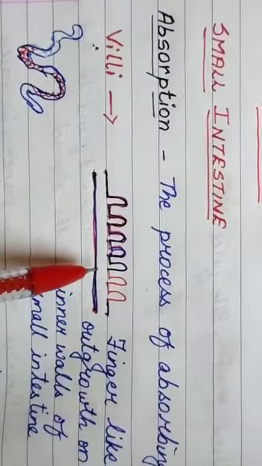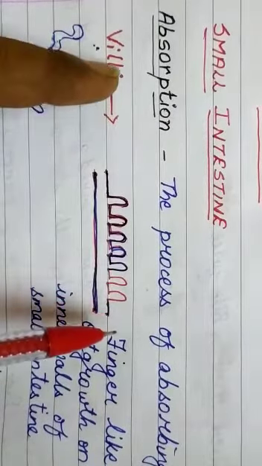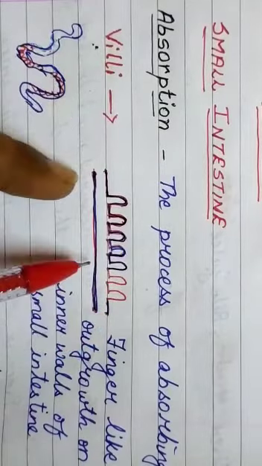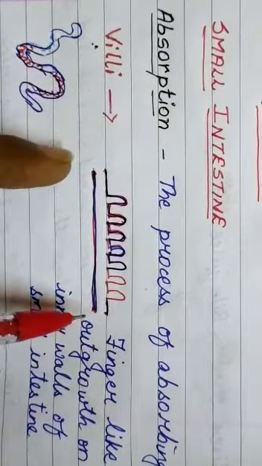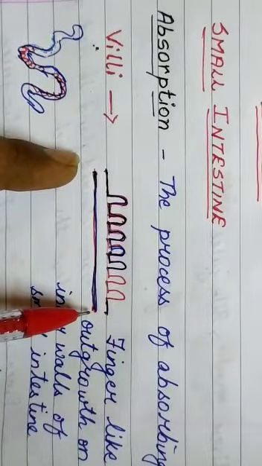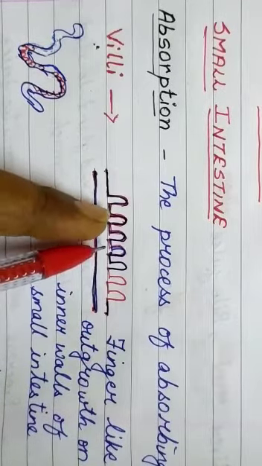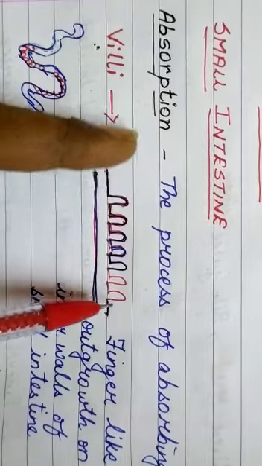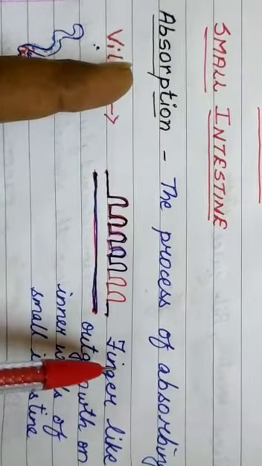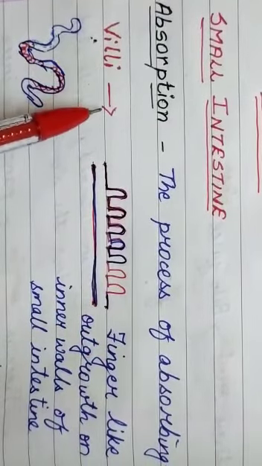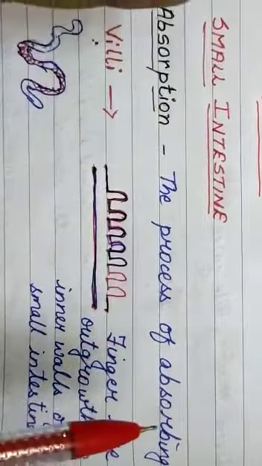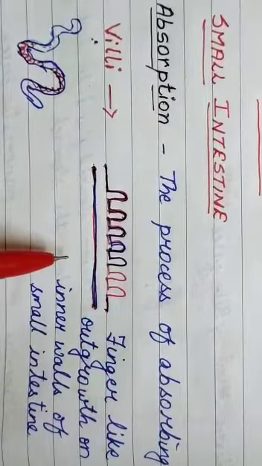Now, if you open this villi, what will happen? You can see obviously this figure will be bigger than this. So clear? So what is it doing? If you open this, the surface area has increased. So this is what the villi do. The villi increases the surface area for absorption.